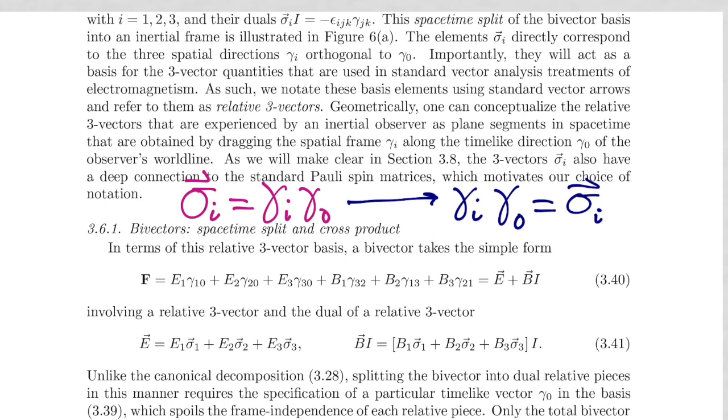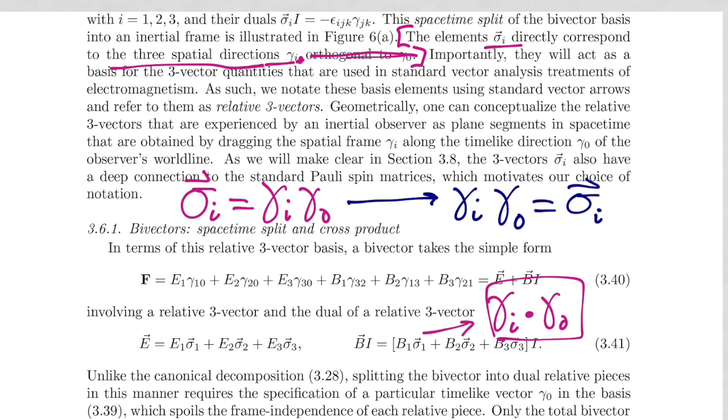And now the sentence isn't that great, right? It's not that good because if you grammatically parse this sentence, the elements of sigma I directly correspond to the three spatial directions gamma I. I'd put a period right there. Orthogonal to gamma 0 is not very meaningful, because every sigma I is orthogonal to gamma 0. It's not like there's 5 different sigma I's and only 3 of them are orthogonal to gamma 0. And therefore we've got to find the particular gamma I's orthogonal to gamma 0 to establish this correspondence.